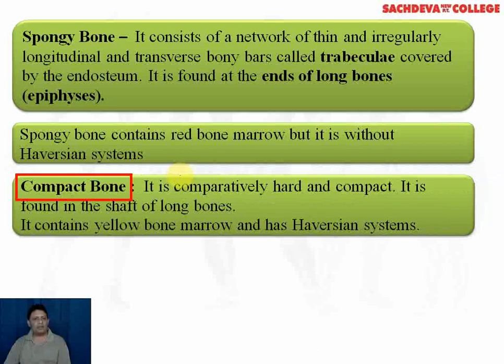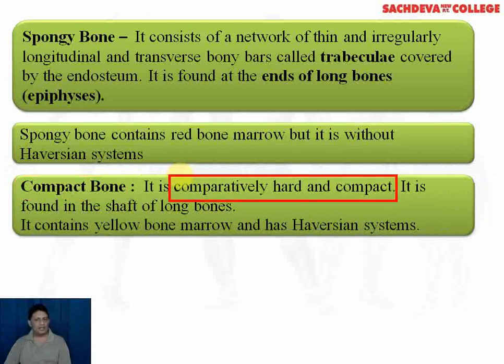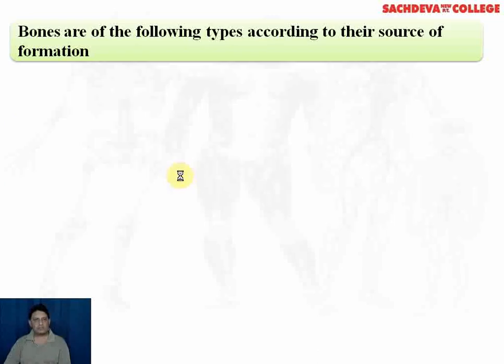Coming to compact bone, it is comparatively hard and compact. It is found in the shaft of the long bones. Shaft is the main part of the bone, or the diaphysis of the bone. Compact bone contains yellow bone marrow, which is a non-functional bone marrow, and it has many Haversian systems.